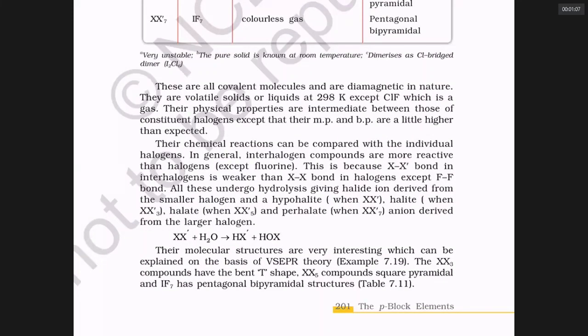Will the reaction of fluorine or... Yes, sir. Hello? Hello, sir. Any doubt?